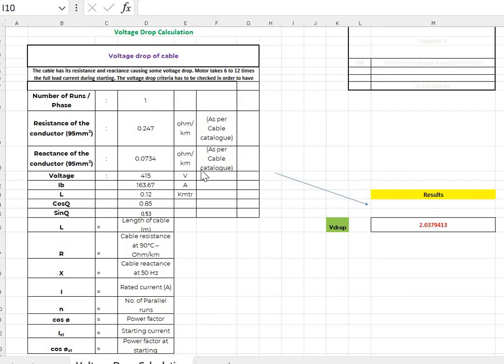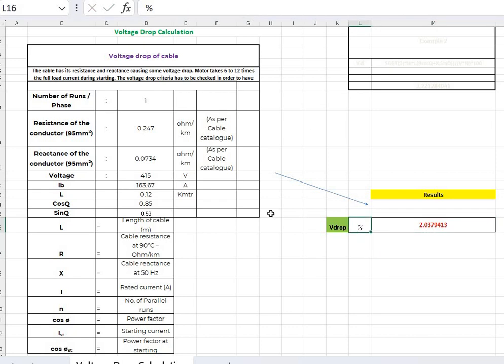So this is the voltage drop calculation sheet. This is the Excel sheet, and if you change this data here, the result is reflected here. If the number of runs is 1, then the voltage drop is 2%. If it is 3 runs, then the voltage drop decreases because of the resistance decrease in parallel. And if it goes to 1, then the resulting voltage drop is 2%. This is in percent.